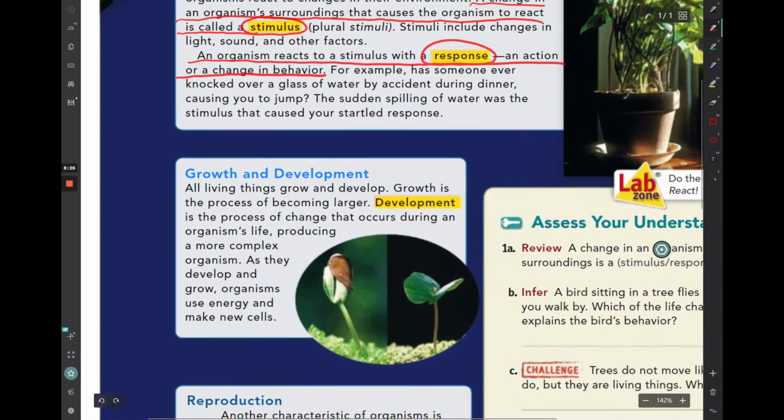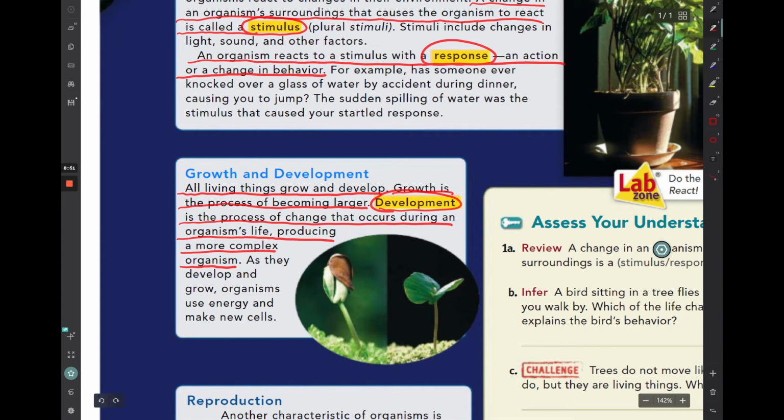All organisms grow and develop, but it's important to know the difference. Growth is simply the process of becoming larger. So if you say that something grows, that just means it gets bigger. That's all it means. Development, on the other hand, is the process of change that occurs during the organism's life that produces a more complex organism.